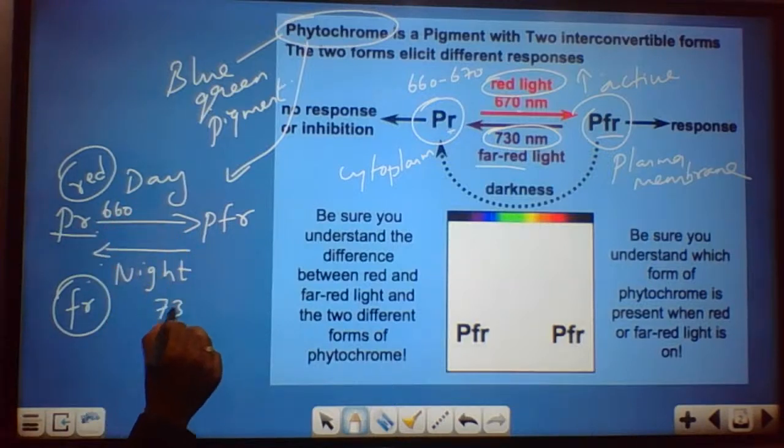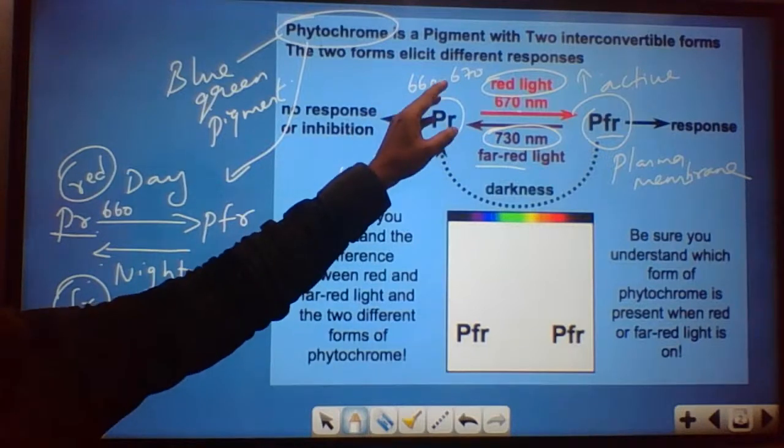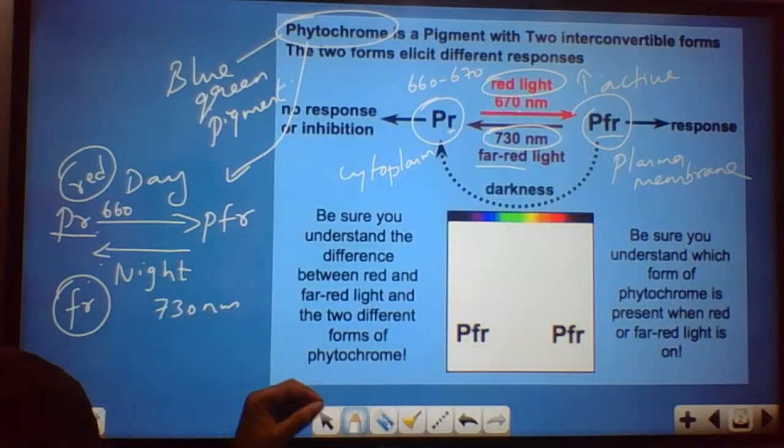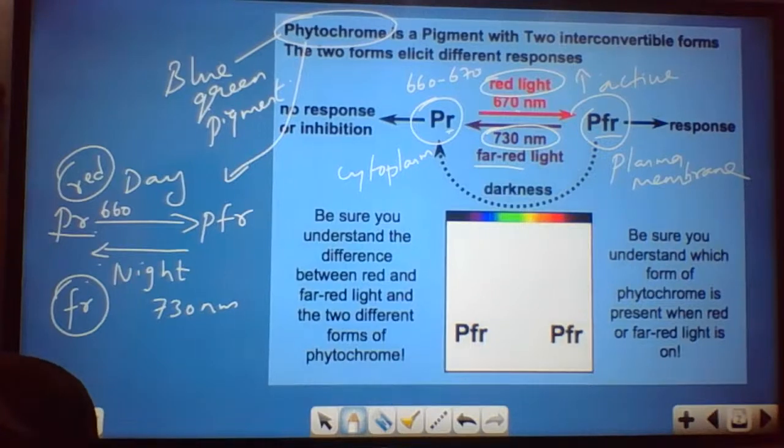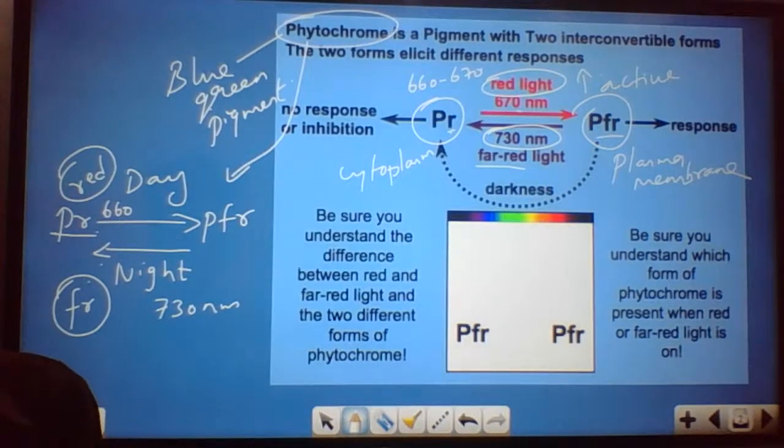Here it is 730 nanometer, and which is more active, physiologically more active, it is PFR. So PR is phytochrome red and PFR is phytochrome far red. Okay, phytochrome far red. And PR occurs in the cytoplasm and PFR in the plasma membrane. Clear, Kirtana? So PR is phytochrome red and PFR is phytochrome far red.